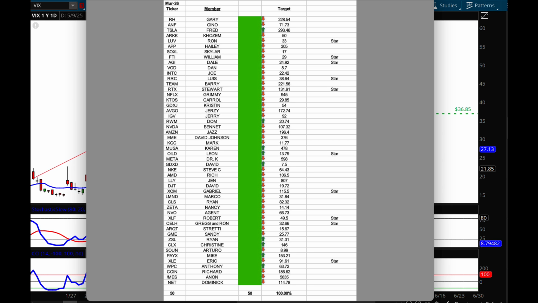Now keep in mind, our hit rate is 82.2%. That's documented and verified by a third party. And what we have here is 100%, meaning all 50 out of 50 targets that were set on March 26th have hit. Now, also understand that the 82.2% hit rate is over a 2-month period. So 82.2% of the targets do get hit over a 2-month period.